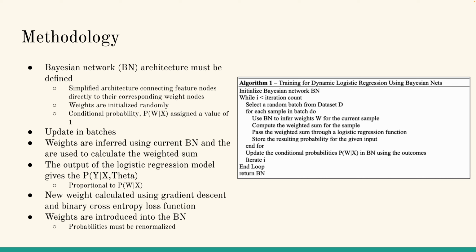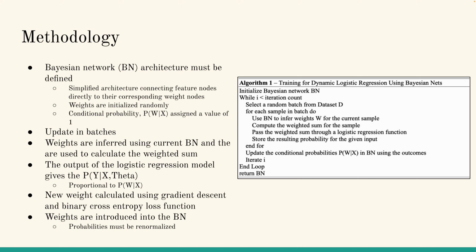Those weights are passed to the logistic regression model, and then the logistic regression model outputs the probability of y, which is our class label, given x, our input, and theta, which is our learned parameters. That's normally what we'd get. The assumption of this study is that this is actually going to be proportional to the probability of the weights given x. And this is what we're actually storing in the Bayesian network. So now that we've actually passed some of these values through the logistic regression, we can actually update the values in the conditional probability table.